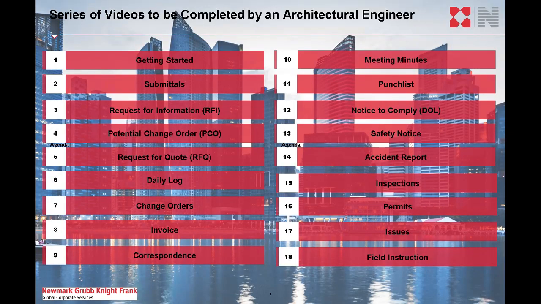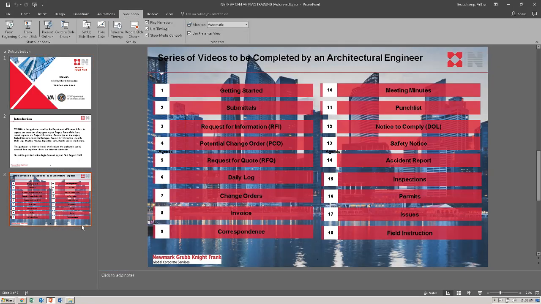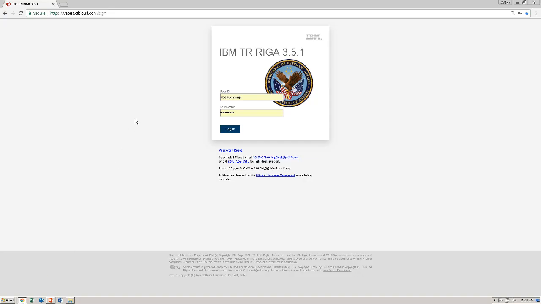Today, you should have already gone over getting started as number 1, and number 2 is submittals. Today we'll be going over RFIs, number 3. Let's jump right into it. You'll want to get to Tririga and get logged in. We are going to be logging in as a contractor. In this case, test 21 is our test contractor user.